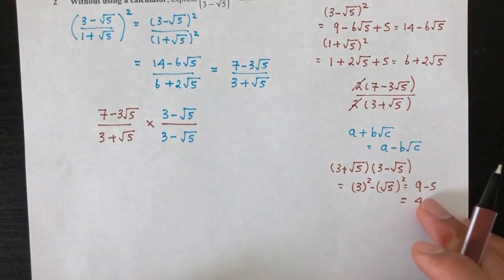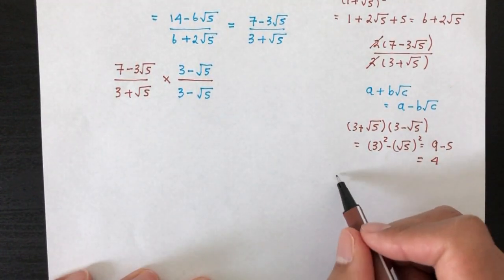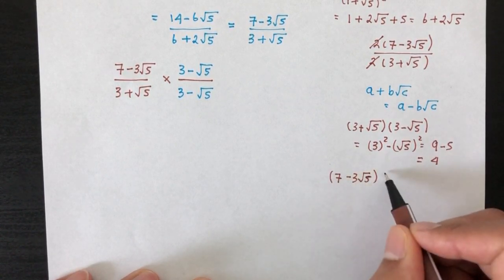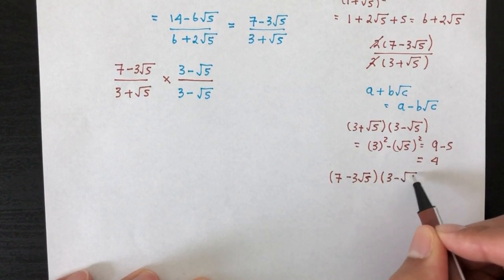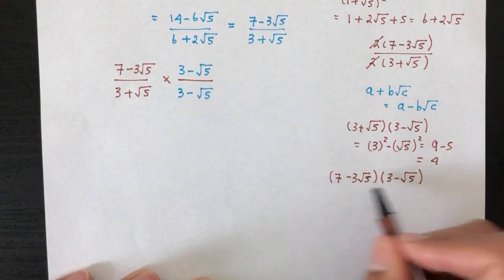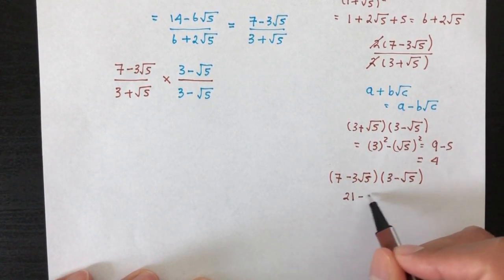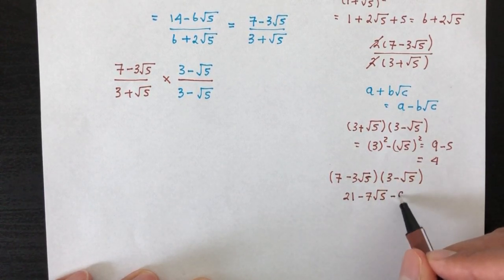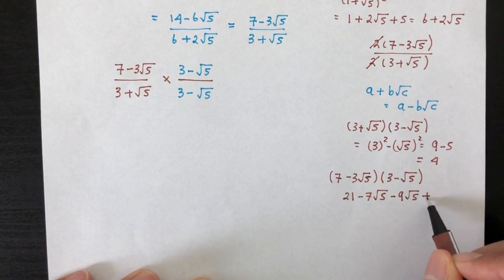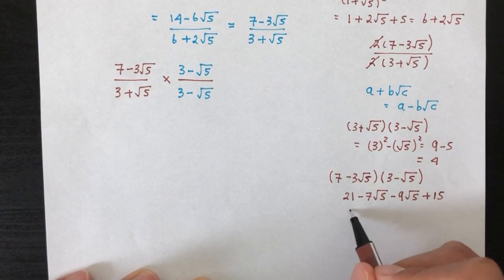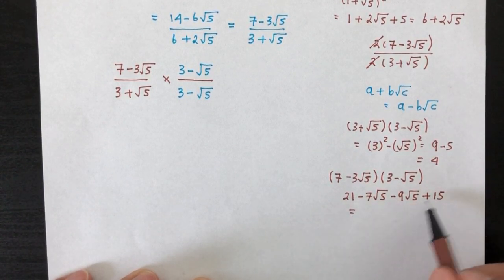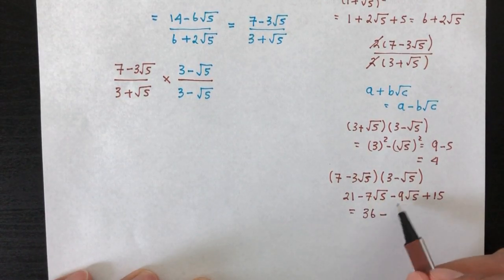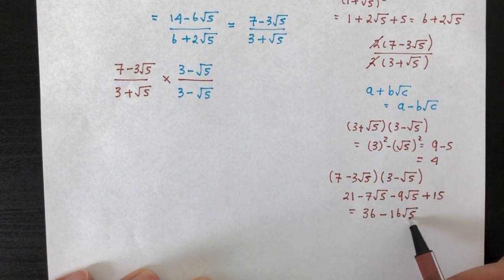How about the top? The top will be 7 minus root 5 times 3 minus root 5. 7 times this will be 21 minus 7 root 5, and this time this will be minus 9 root 5 plus 15. Simplify, 21 plus 15 will be 36, minus 7 minus 9 will be minus 16 root 5.